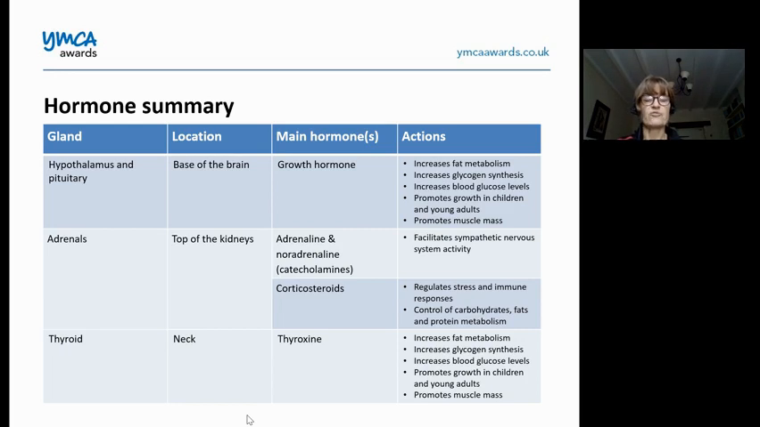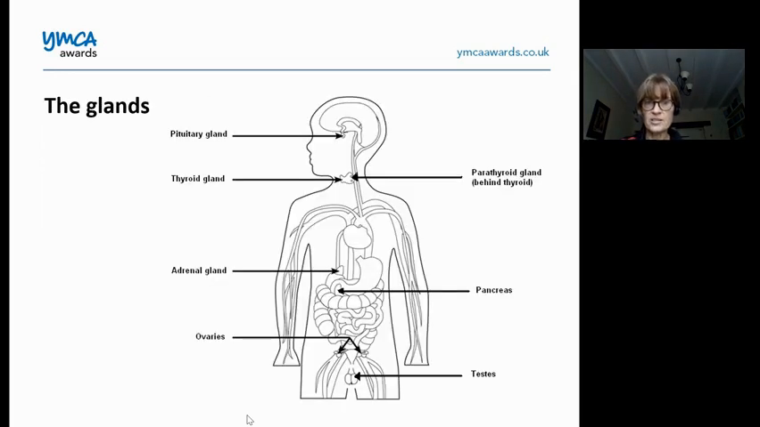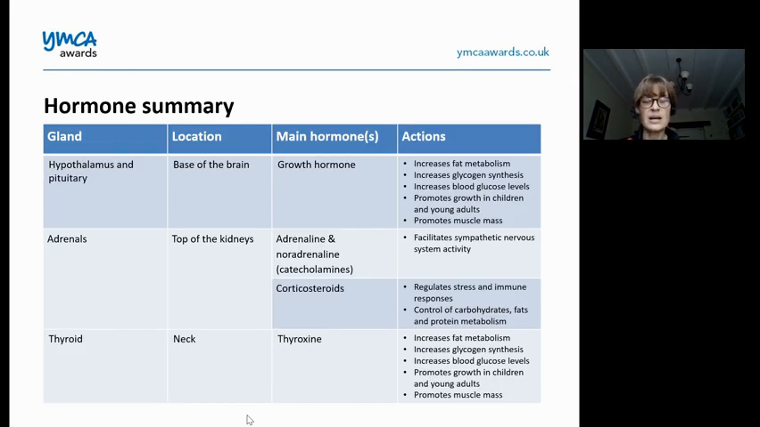So our thyroid gland, remember we found that in our neck. Let me just go back to the picture there. That's our thyroid with the parathyroid tucked behind, and that produces thyroxine. The names of the glands give you an idea which hormones they produce. Thyroxine's role is the control of metabolism. It does some of the similar things to the growth hormone, to be honest. It increases fat metabolism, glycogen synthesis, again increases blood glucose level, and does promote growth as well. So there are some similarities there, but it's very much about the control of metabolism, thyroid and thyroxine.